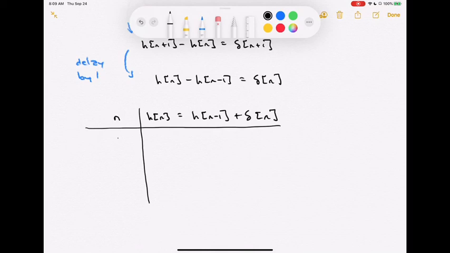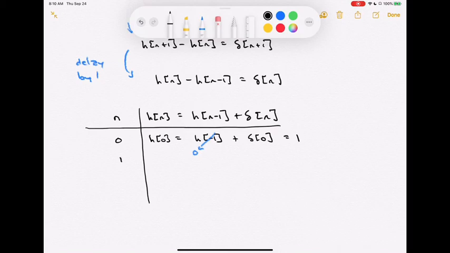For example, I'm going to start out at n equaling 0, and that's going to tell me h of 0 is equal to h of minus 1, which we knew because it was a causal system, right? Because this thing was a causal system, we know that that was 0. That was the IC, plus delta of 0, and we know delta 0, right, is equal to 1. That's the only time a delta function is non-zero, is when its argument is 0. So this whole thing is going to give me a value 1.